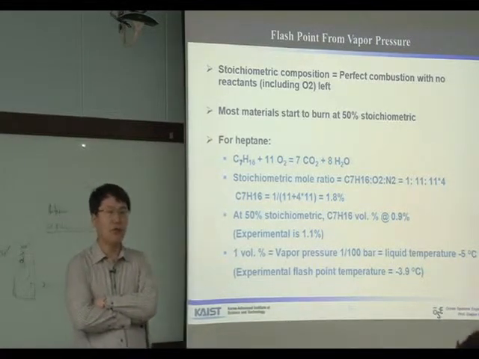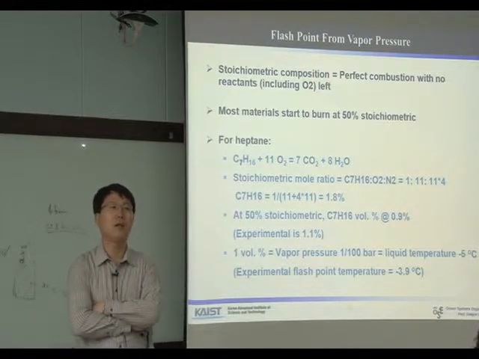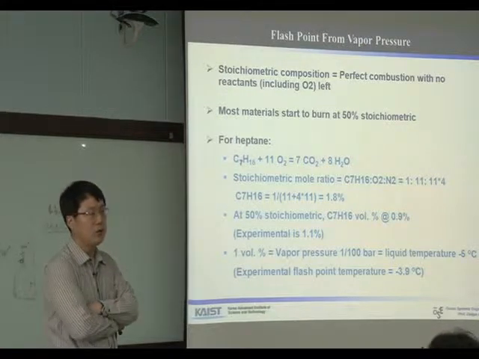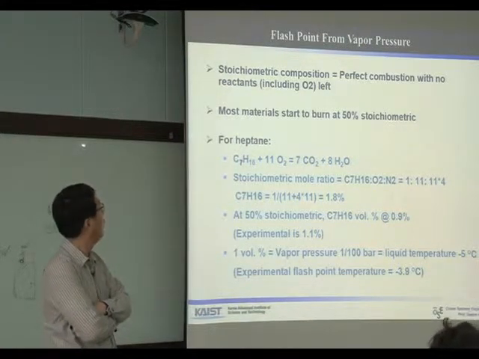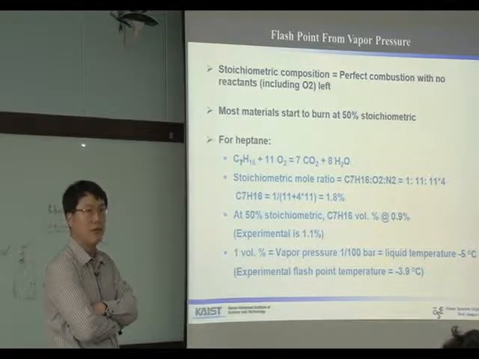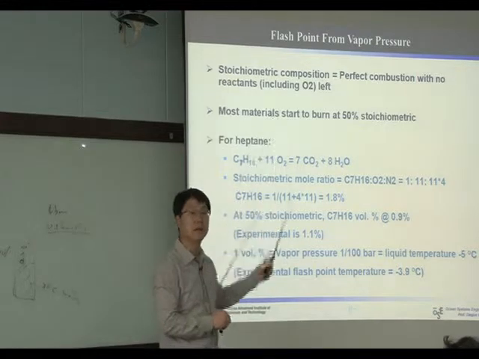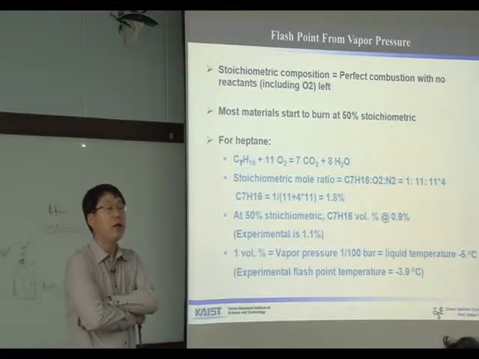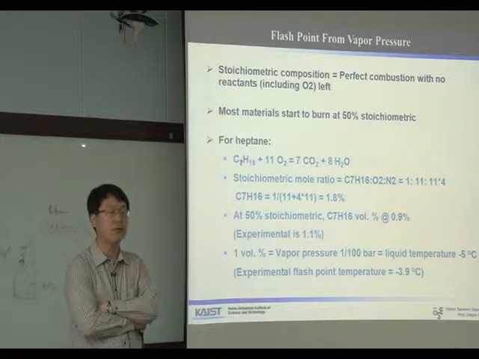Stoichiometric composition. Stoichiometric composition is the ideal composition, so that we can have no reactant left. Reactant means the oxygen and the fuel. We don't have any reactant remaining after the reaction. This is the stoichiometric concentration.